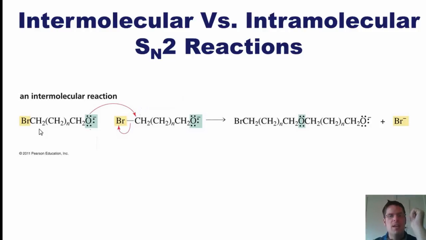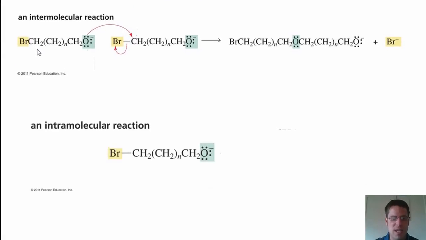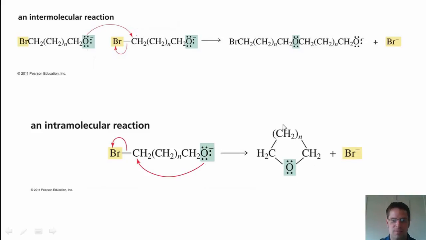Now, in contrast, you could imagine this type of scenario, in which instead of attacking a separate molecule, this O- actually turned in on and attacked the carbon within itself, kicking off this bromide. If that were to occur, I would get a ringed product, as indicated here. This type of reaction is called an intramolecular reaction because the reaction is occurring within a single molecule itself, intra.